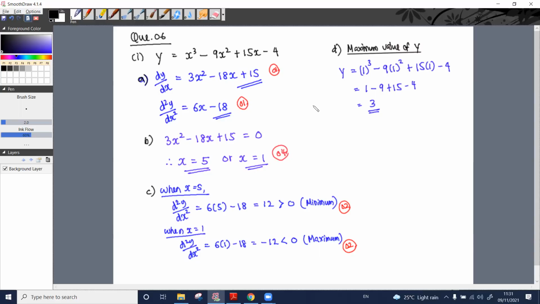And also we need to find the minimum value of y.